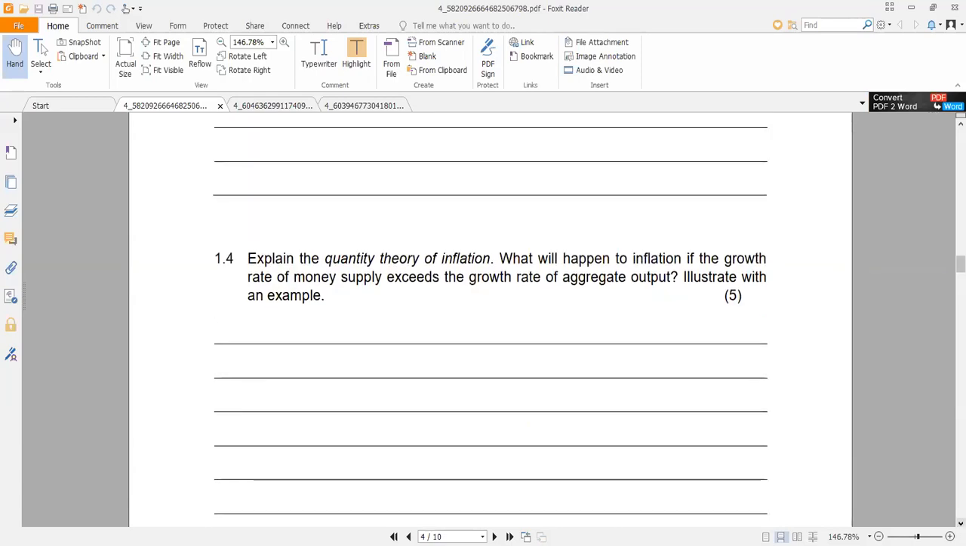Question 1.4, explain the quantity theory of inflation. What will happen to inflation if the growth rate of money supply exceeds the growth rate of aggregate output? Illustrate with an example.